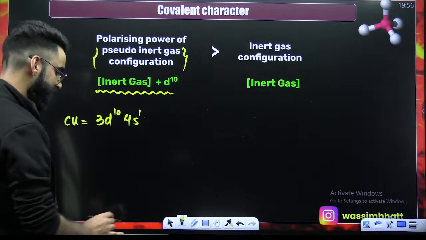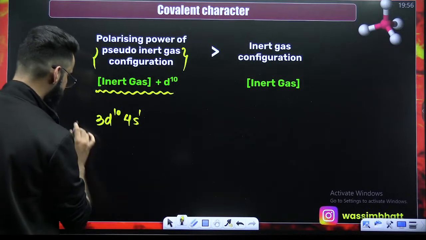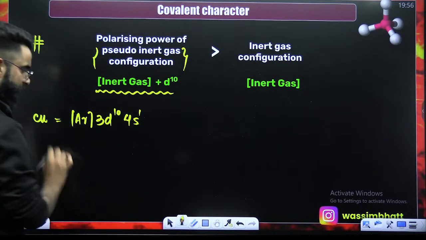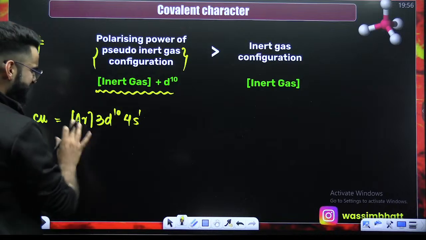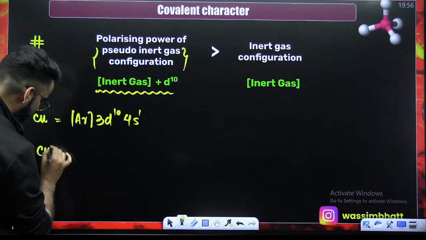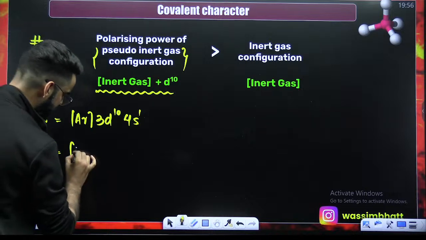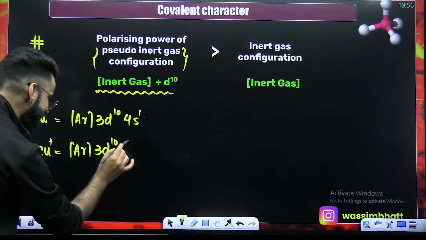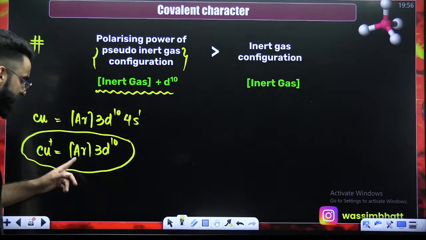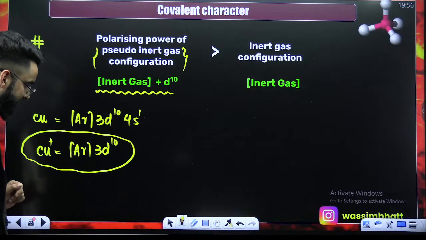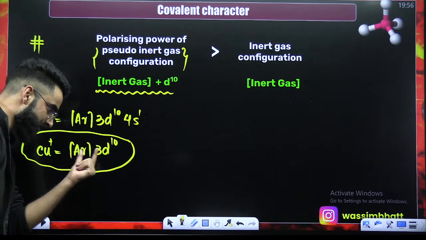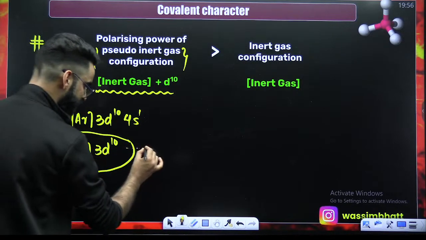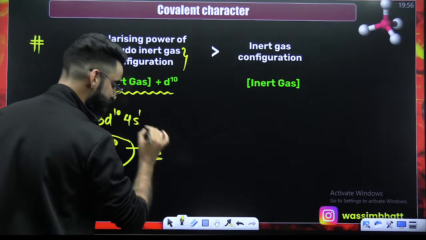It's argon, right? So I'll write first argon, followed by 3d10, 4s1. This is the electronic configuration of copper. My dear students, if I take one electron out of it, it becomes Cu positive. Now its configuration will be argon, followed by 3d10, and 4s is 0. Look at this particular configuration: noble gas configuration, followed by d10 configuration. This is something which we call pseudo inert gas configuration.